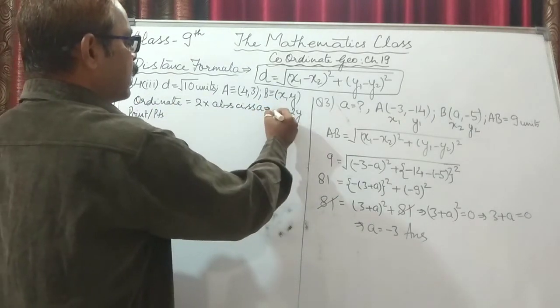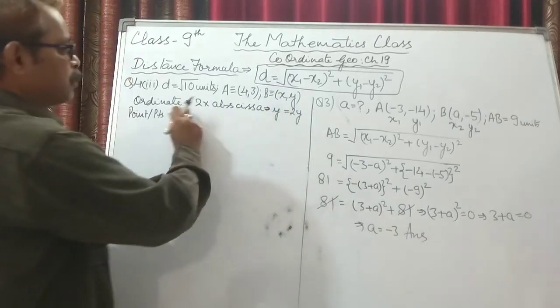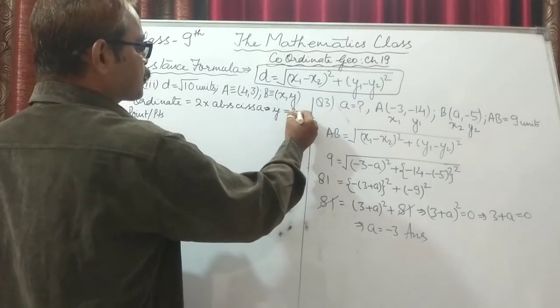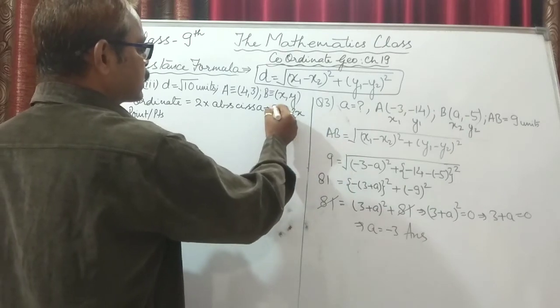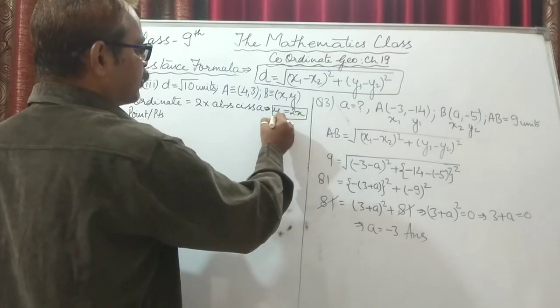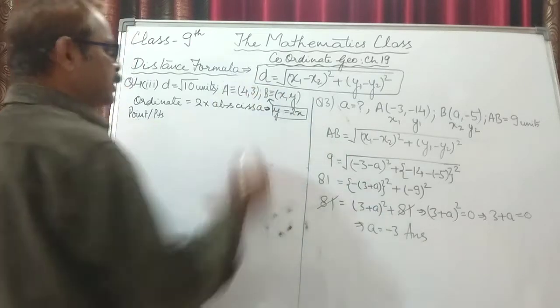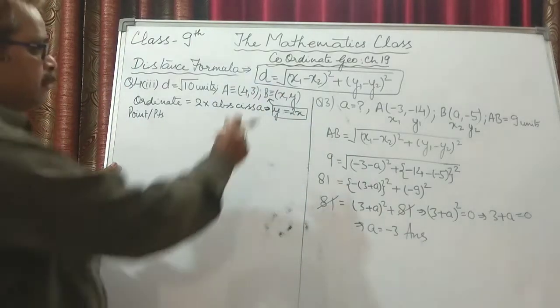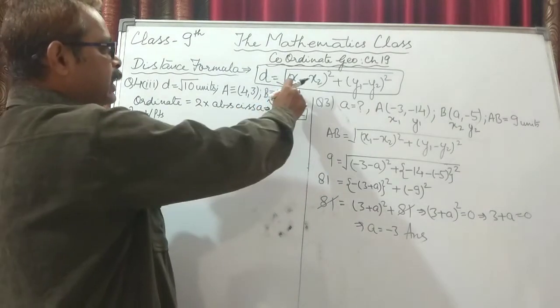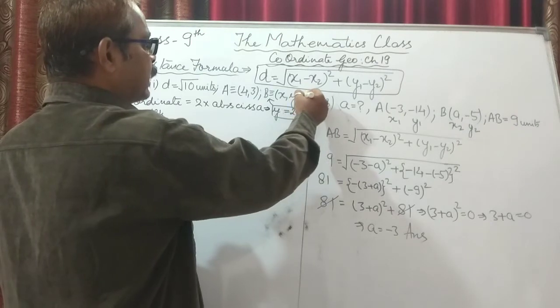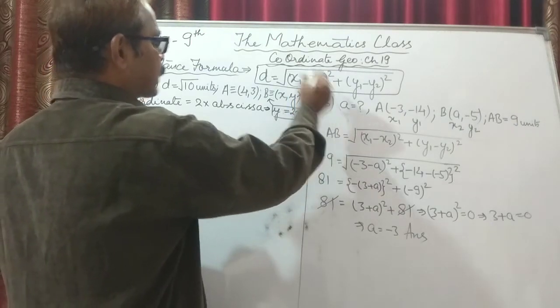The ordinate is y, and they say it is 2 times its abscissa. It means y is 2 times x. This is given for the point which we have to find out, and that is point B. So in place of y, we can substitute 2x. This y can be written as 2x.